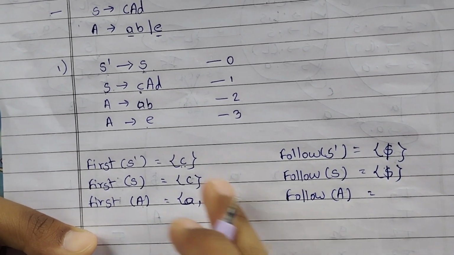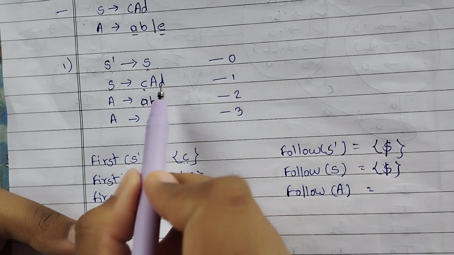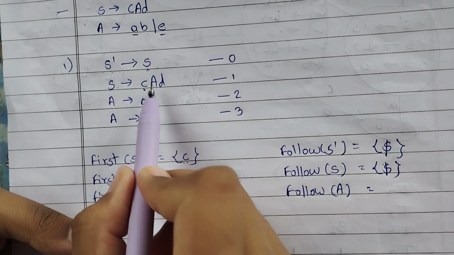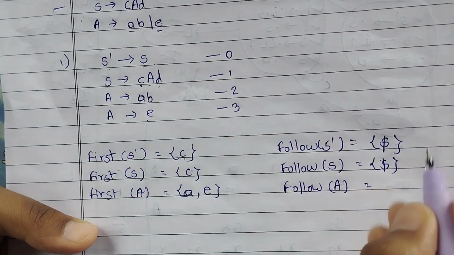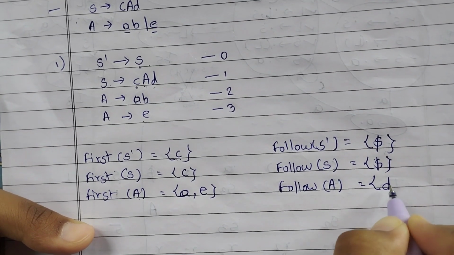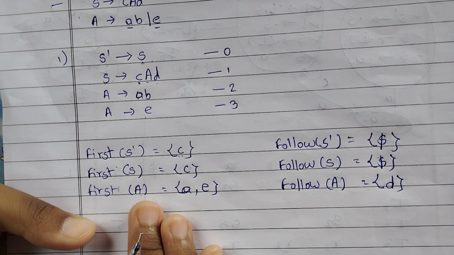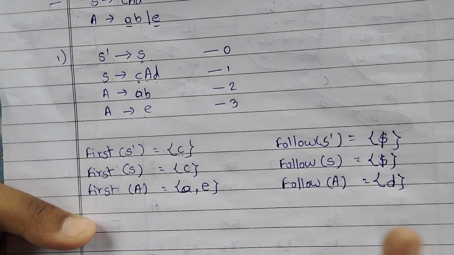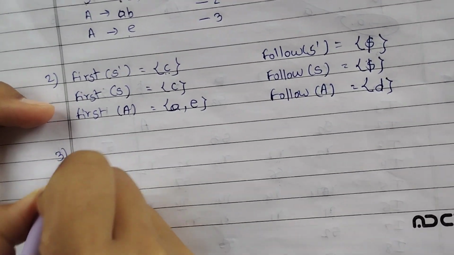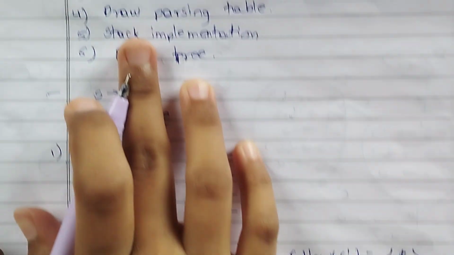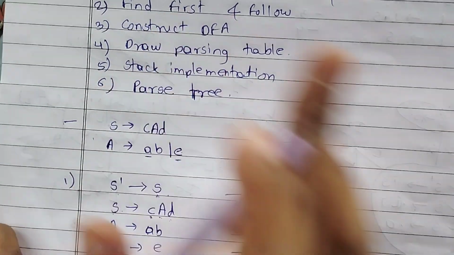Now the follow of A. See where A is present on the right side. Here A is present, and it is followed by small d, which is a terminal, so we directly write d. In this way we find the first and follow. So this is step number 2. Now step number 3 is to construct the DFA.